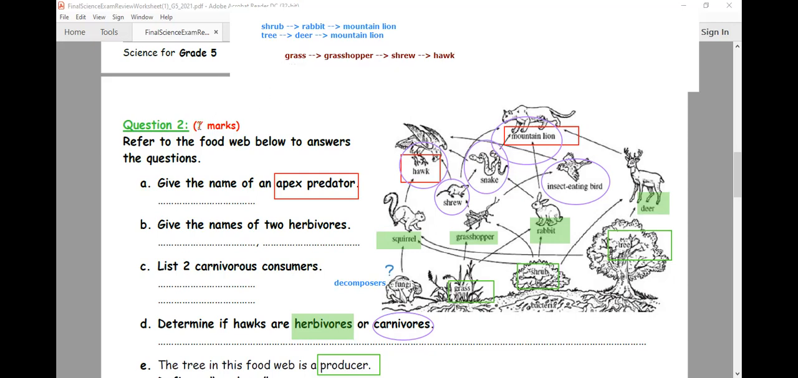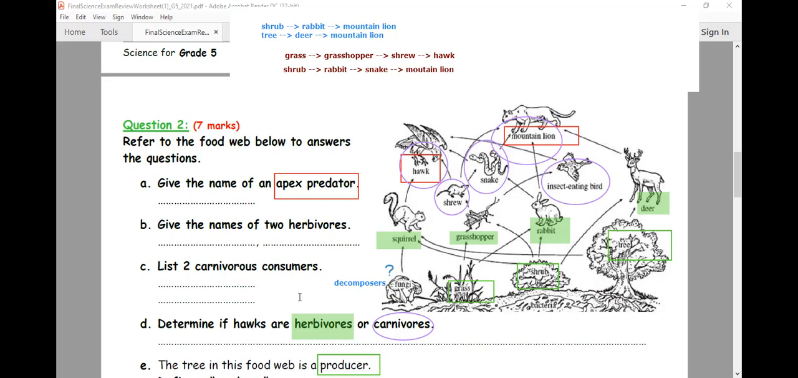Yalla Rasha. The shrub. The shrub is eaten by the rabbit. The rabbit is eaten by the snake. And the snake is eaten by the mountain lion or the hawk. So these are food chains of 4 levels.